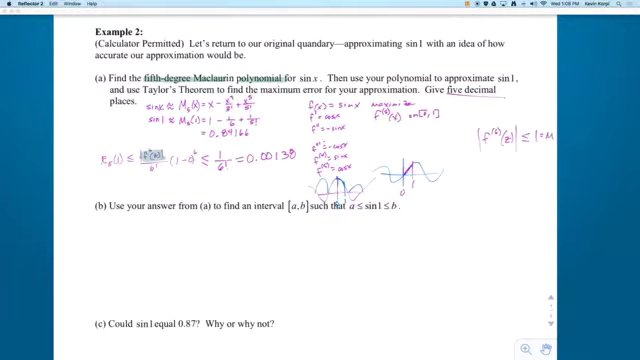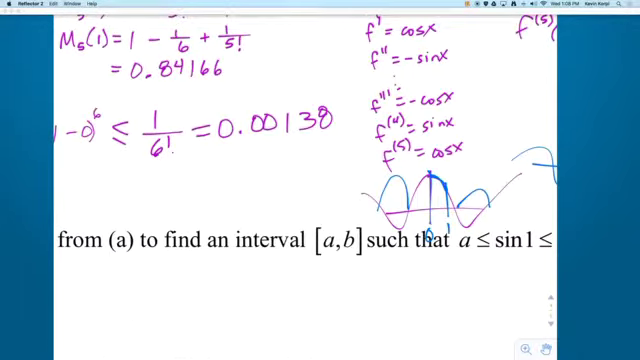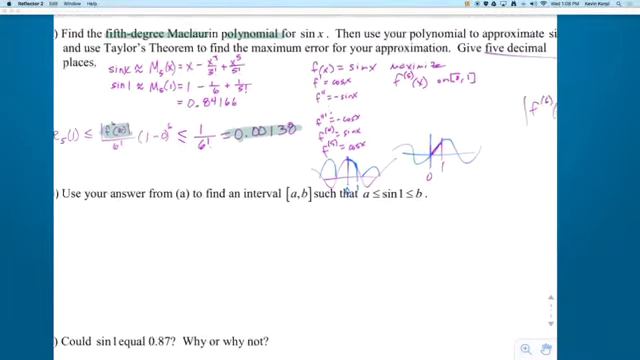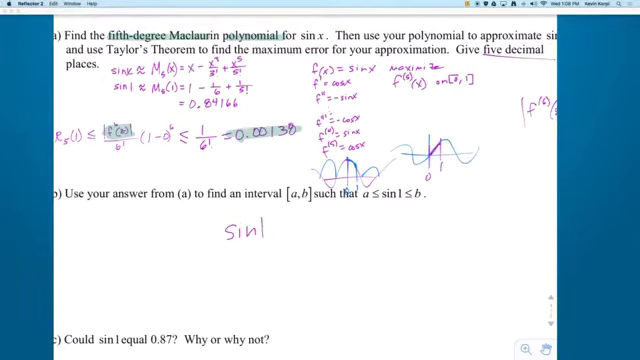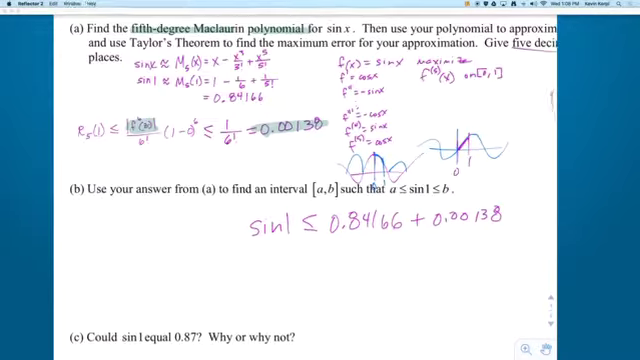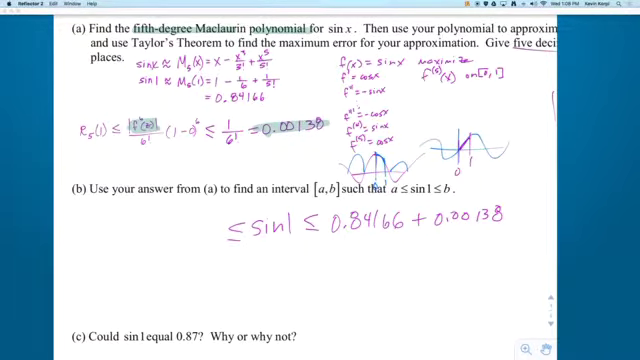All right, so then part B. We're still on part B. I'm just doing it up here. Now that we have the error, this is the maximum error. It's also called the remainder. It's also called Lagrange error bound. We know that our actual sum is going to be within that of our approximated value, which we found right here. So here's what we could say. We know that sine of 1 then is going to be less than or equal to 0.84166 plus 0.00138. And to get the lower bound, we'll say 0.84166.